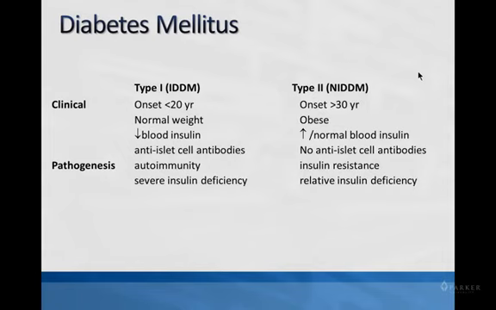Most often people with type 1 are normal weight individuals. Type 2 is most often associated with obese individuals. But again, not always. I've seen people who had type 2 that look perfectly normal weight. In type 1, their blood insulin levels are low or absent, depending on what stage they are in.